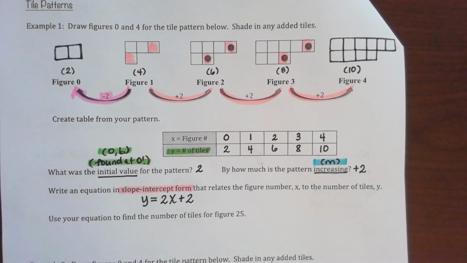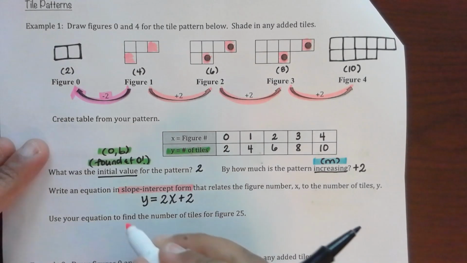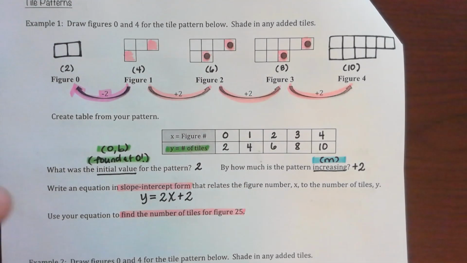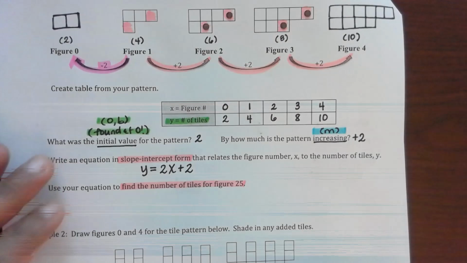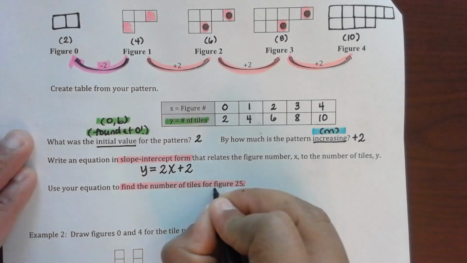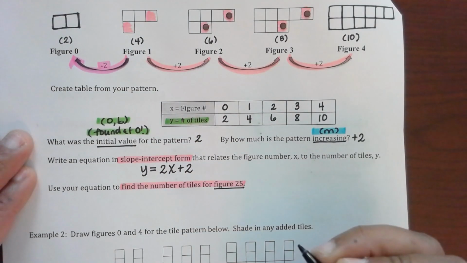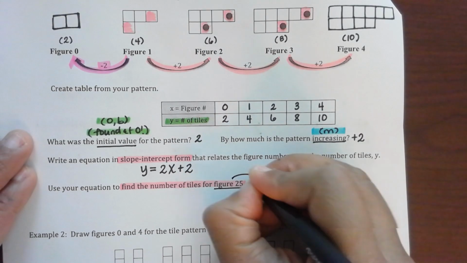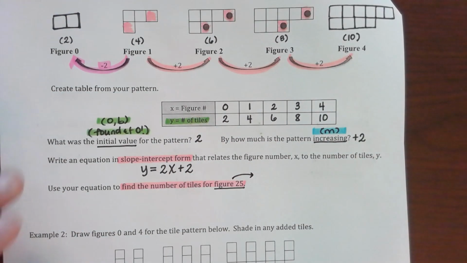Any questions there? Use your equation to find the number of tiles for figure 25. Find the number of tiles for figure 25. So, what value did they give me when they say figure 25? What is being put in the place of 25 and vice versa?